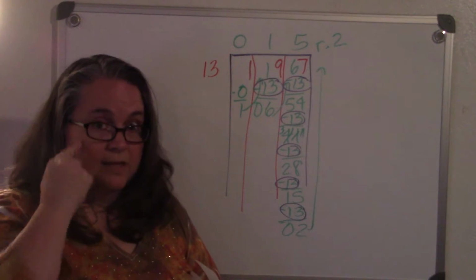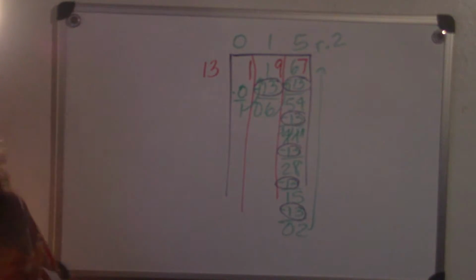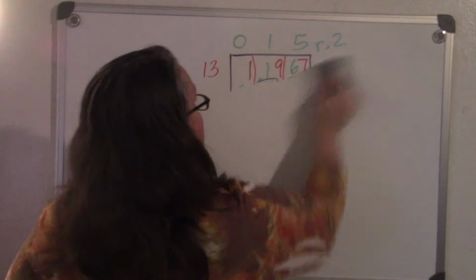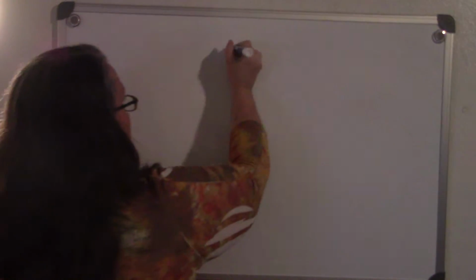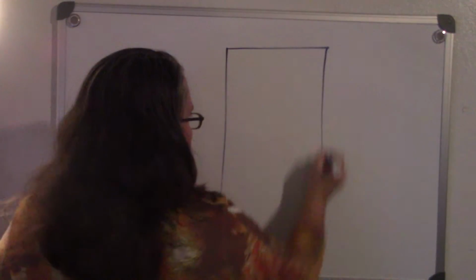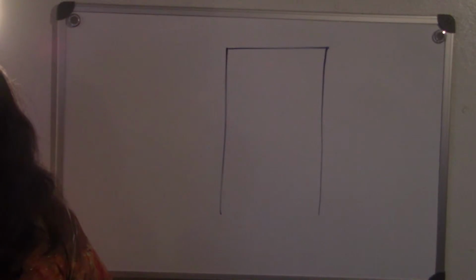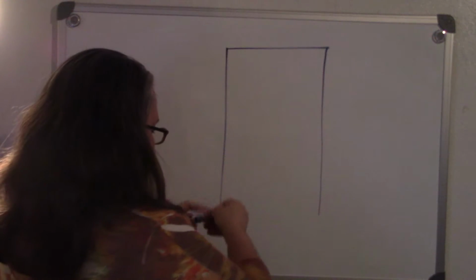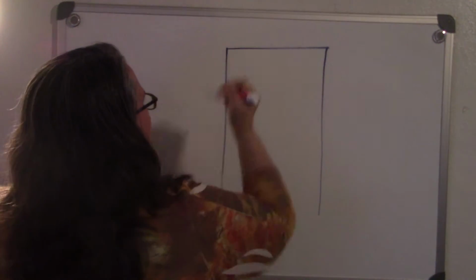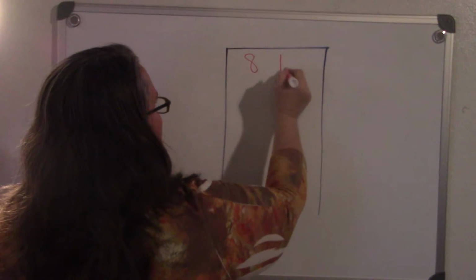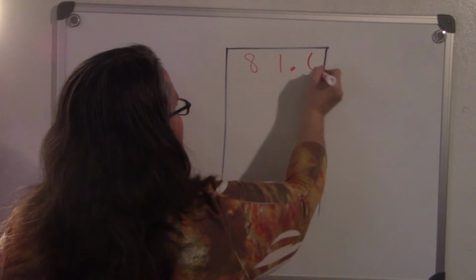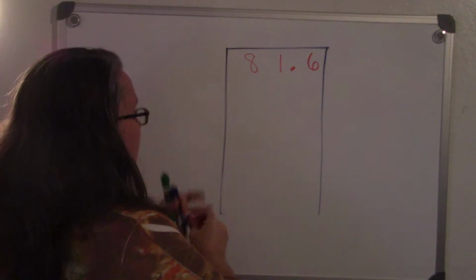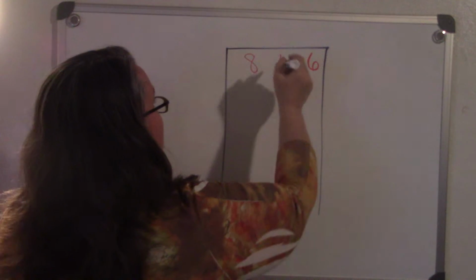Now we're going to work with decimals, you guys. So hold on, let me quick get this erased. And we're going to quick do a decimal form. Still, we're using the box form, so I'm going to draw my box. And my inside number is going to be 81.6. So ladies and gentlemen, now I draw my lines.